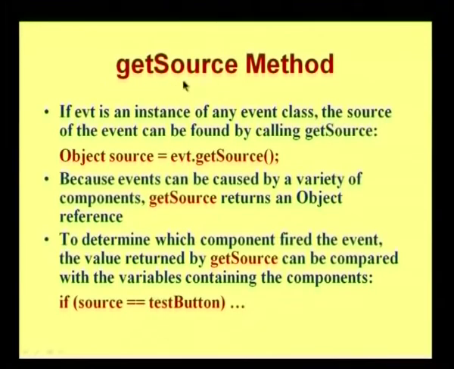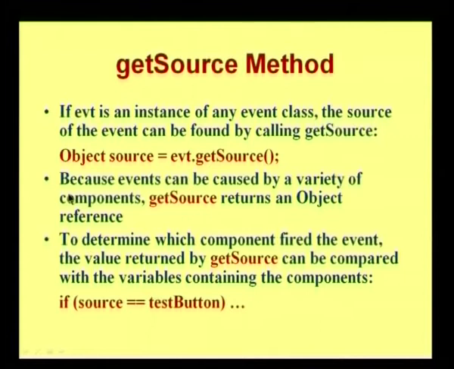This is available in all the events. If evt is an instance of any event class, the source of the event can be found by calling the getSource method. You can see here that event.getSource will always give an object, and this object is the one which has raised that particular event. So, this is the event source. The event object is created by your event source and is listened to by the listener, which is registered to your event manager.